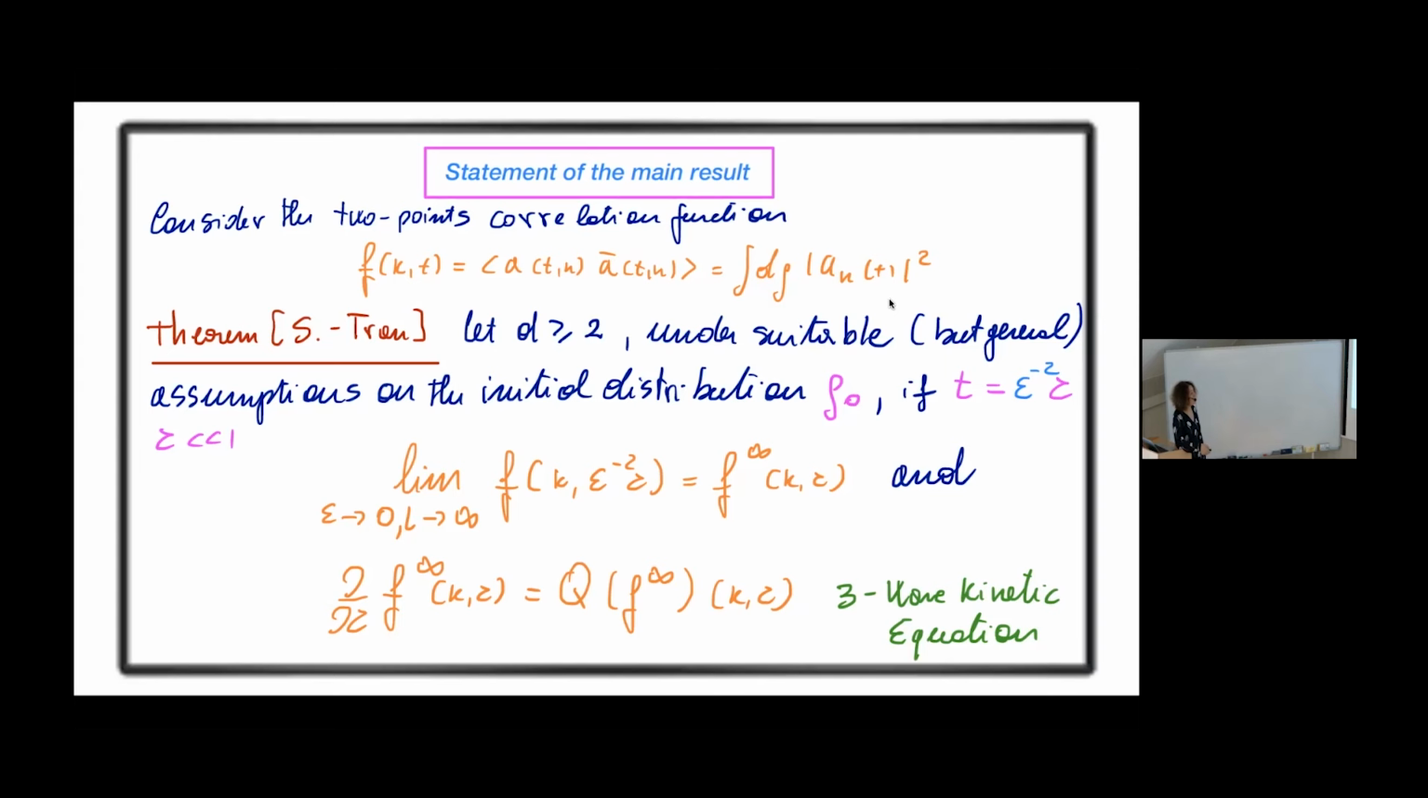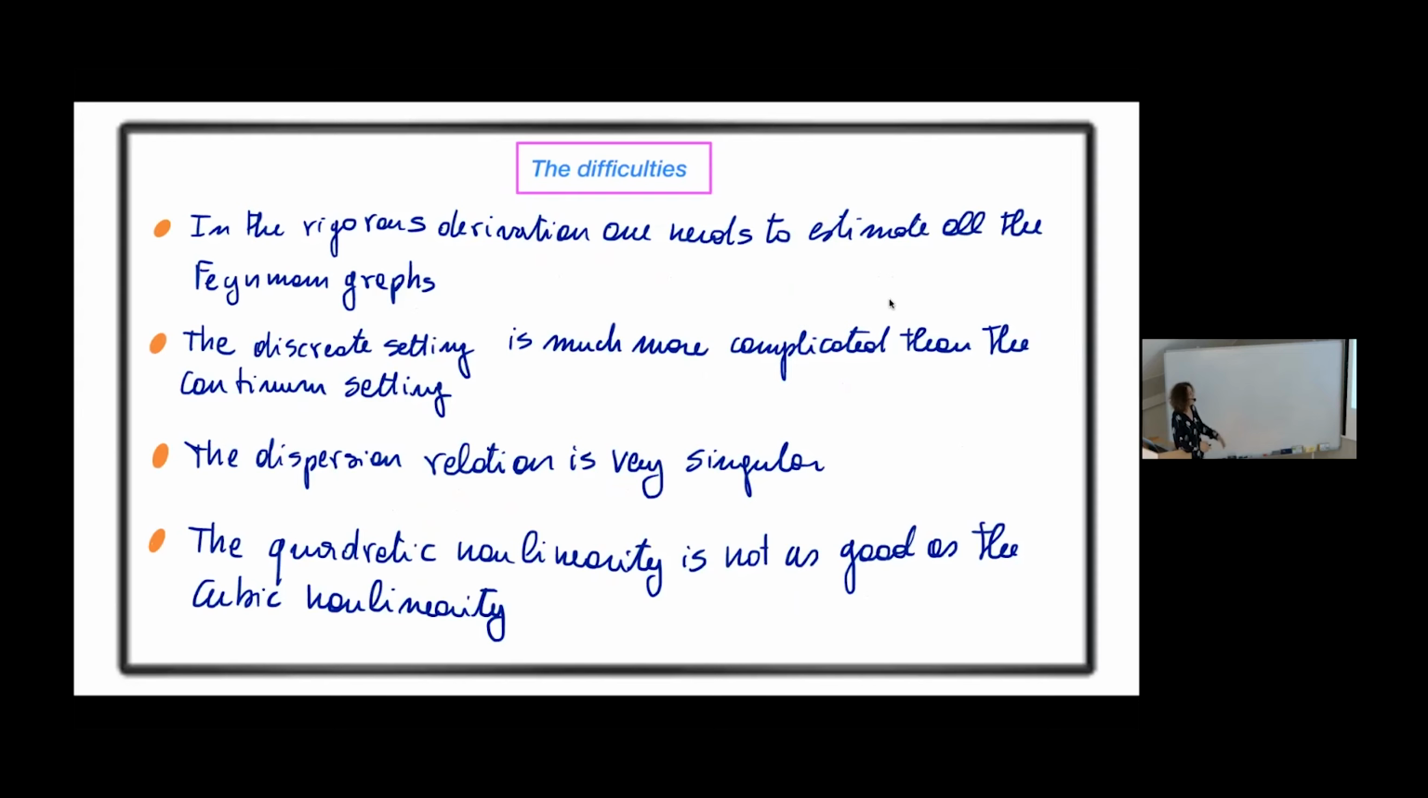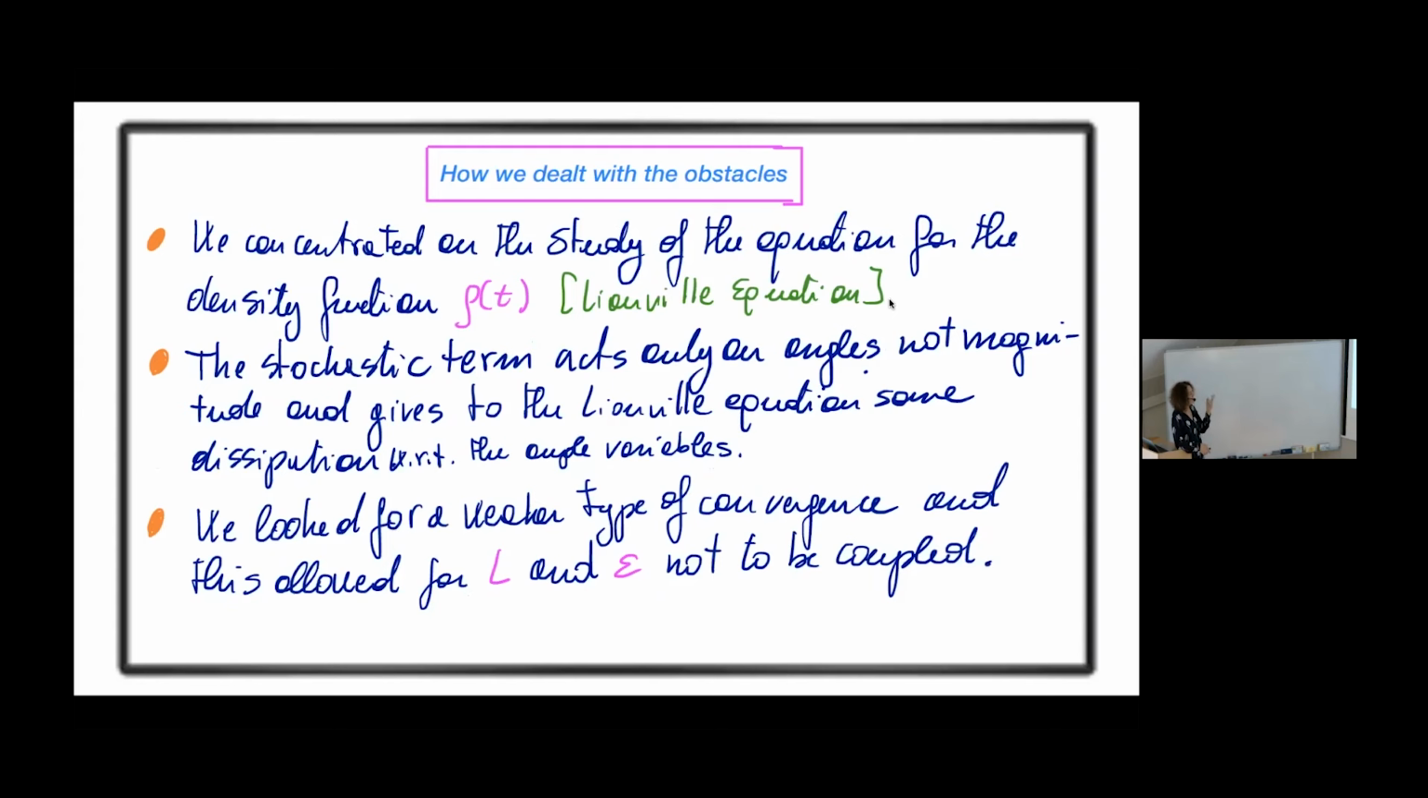And it is at the kinetic time. And just to conclude, the difficulty in this rigorous derivation is to use again Feynman diagrams or graphs. The discrete setting, the fact that we are in the lattice, makes the situation much more complicated. The dispersion relation is very singular. And the quadratic nonlinearity, actually, one might think that being quadratic instead of cubic is better, but instead it's not. And that's the last slide.